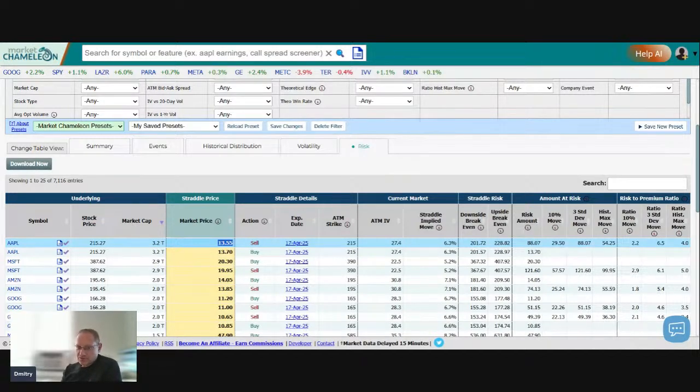Because can the straddle be worth $20? Could it be worth $50? Can it be worth $100? So I don't know what my potential risk is just from looking at it. I have to estimate it.